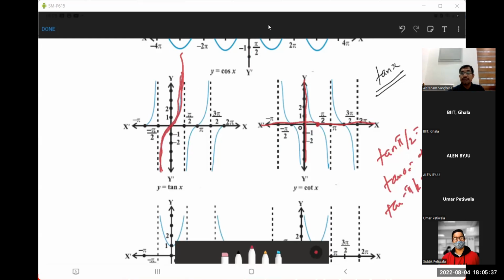At pi by 2, the function is not defined. Again, between pi by 2 to 3 pi by 2, tan pi will be 0. Therefore, another graph will be like this. But tan 3 pi by 2 is not defined. It will be infinity. Similarly, the graph is moving like this. So this is the one. If you take minus pi by 2 to 2 pi, this is the shape of the graph.